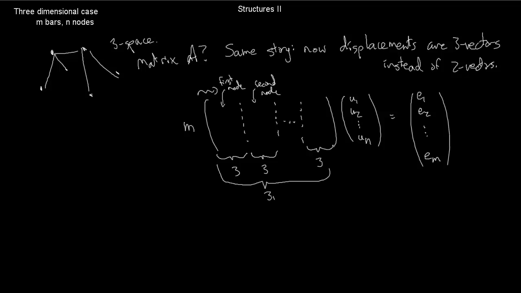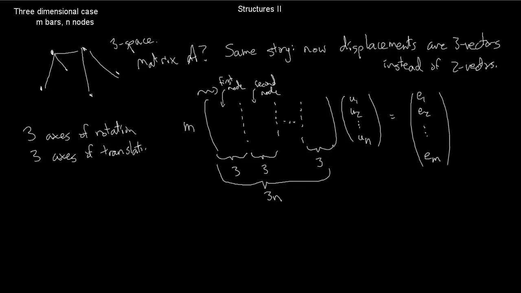And u1, u2 through un are 3 vectors themselves because they're the coordinates of change in the nodes. But that's really the only difference. So my new matrix A will be m by 3n instead of m by 2n, and I just need an extra spare column for every new coordinate.